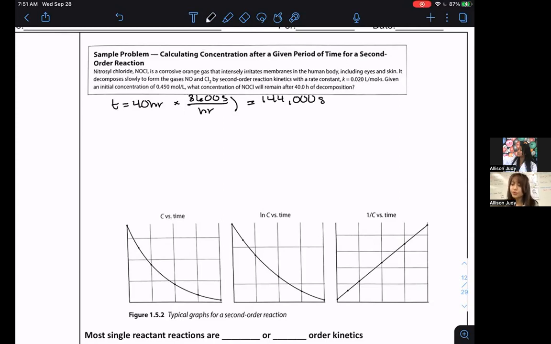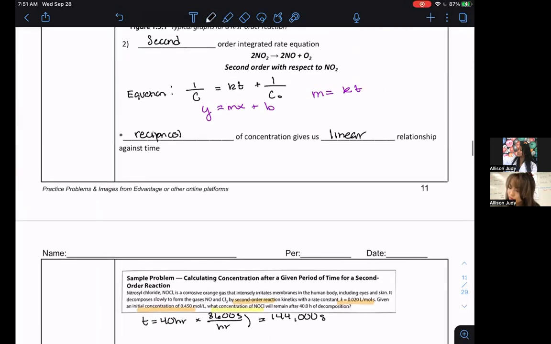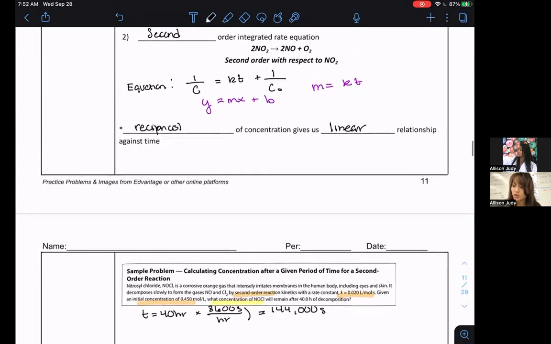So this is the information I'm given. And really all you need to do is, one, look at this and identify immediately that I'm working with second order. That's what matters to me, because that tells me the type of integrated rate law as well as the assumptions I can make with this reaction behavior. And two, I need to identify that they did give me the rate constant for this reaction. They also gave me the initial concentration, and my end goal is to find the remaining concentration.